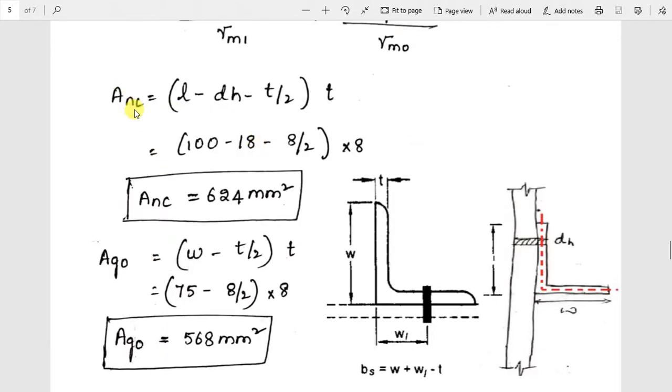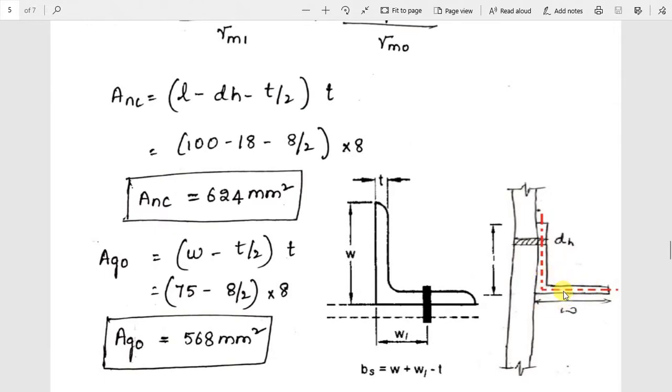So ANC is nothing but the net, A stands for area, N stands for net, C stands for connected leg. So net area of connected leg. You can see the figure over here. I told you that the longer leg will be connected. So for this, L will be from this particular point to this, 100 mm, and this is called the connected leg and this is called the outstand leg. So connected is 100, so outstand is 75.